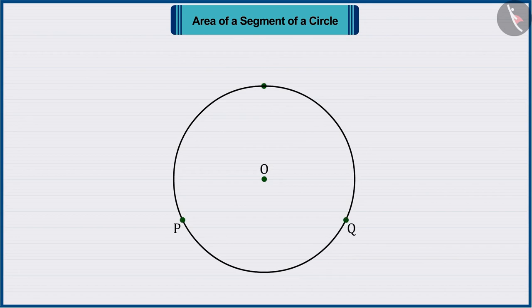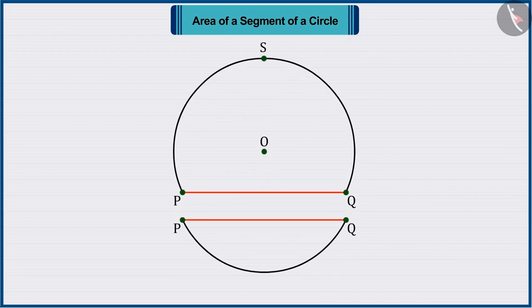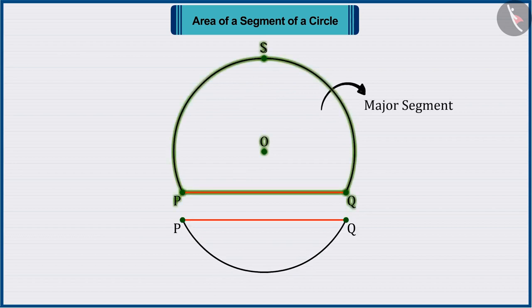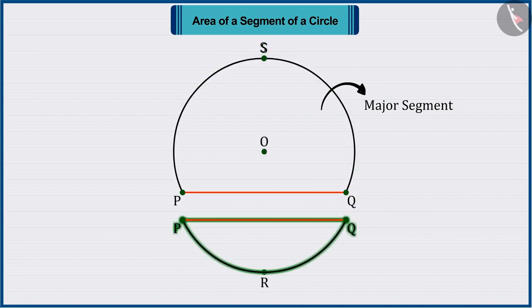As you know, a chord divides the circle into two parts, in which one part is bigger and the other is smaller. The larger part PSQ is called the major segment, and the smaller part PRQ is called the minor segment.